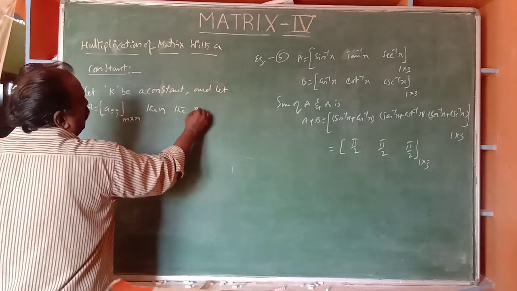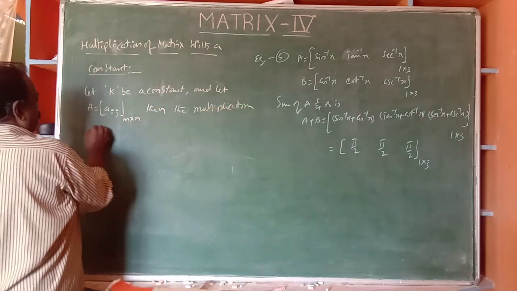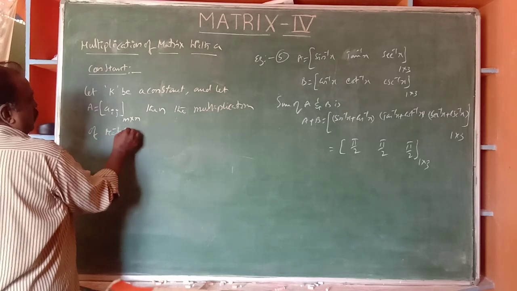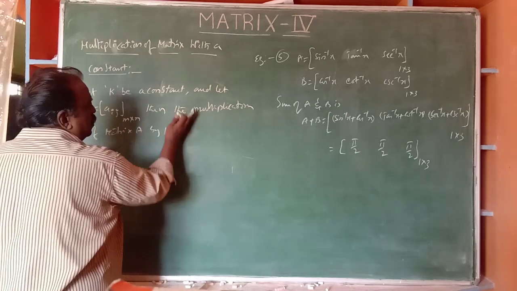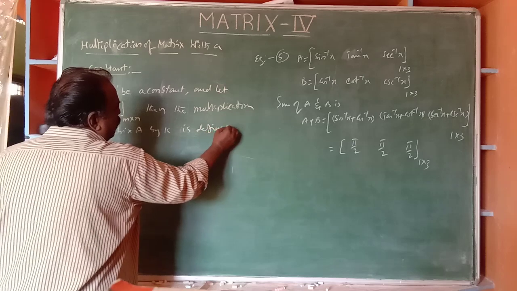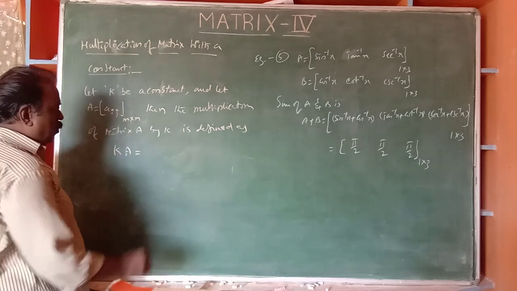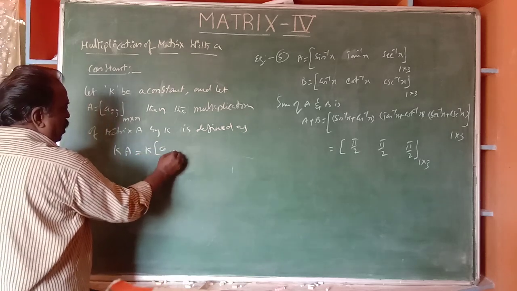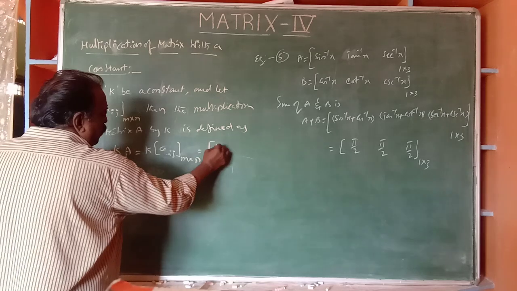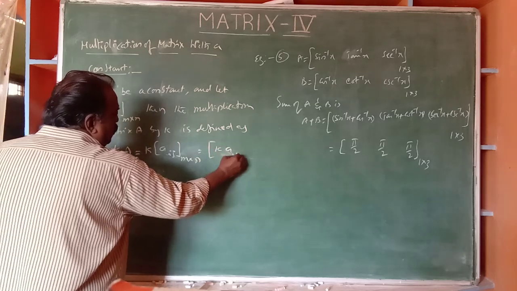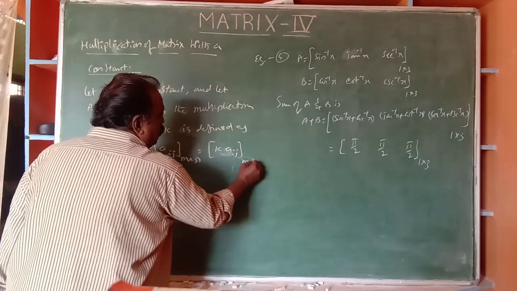Then the multiplication of matrix A by K is defined as KA is equal to K into Aij, that is equal to K Aij, m by n.